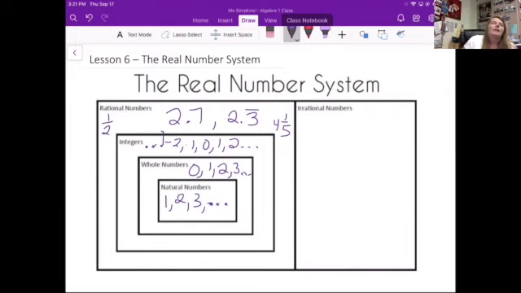Okay, what about irrational? There's one extremely famous irrational number. Go ahead, Kylie, what is it? Just trying to find her unmute button, I think.